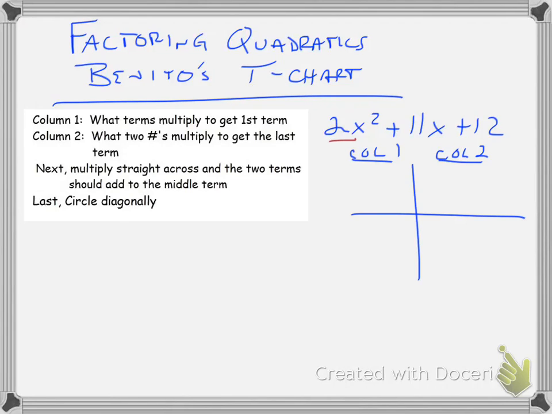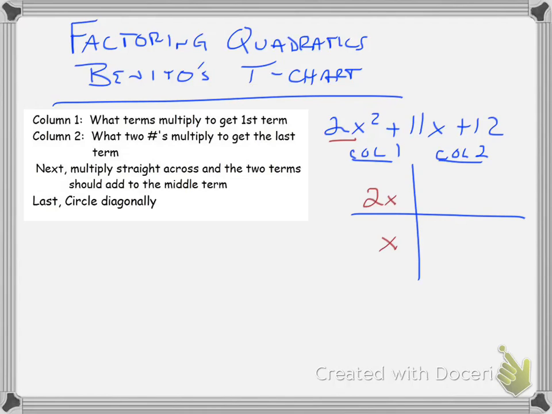So what two numbers multiply to be positive 2? 2 and 1. But you also need to include the x. So it's going to be 2x times 1x. 2x times x is 2x squared. So that's in my first column. I don't have any other options. If I did, those could also be options to go in my first column.